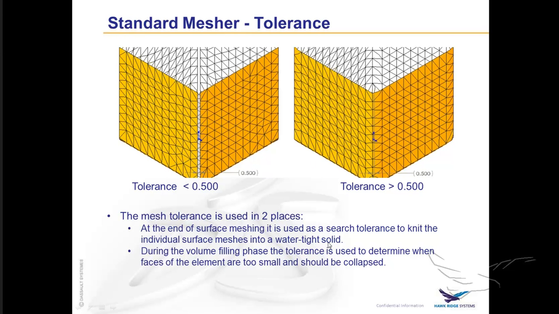So again, tolerance is used in two places, and if used improperly, it's possible for us to get unintentional merged nodes. So just something to watch out for, especially when you're analyzing, let's say, sheet metal parts or parts with gaps, sheet metal parts with rips, and so on.